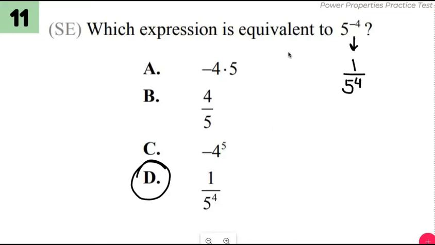A couple other things you could think about. My 5 is positive here. Since my 5 is positive, my base has no negative attached. So A and C would be out because A and C have this negative. I don't have a negative. I mean, my exponent's negative, but that has nothing to do with my base. So those are some ways that you can eliminate. And 4/5, that doesn't even make sense. Just because I have a 4 and a 5 in my original number doesn't mean it's going to be 4/5.